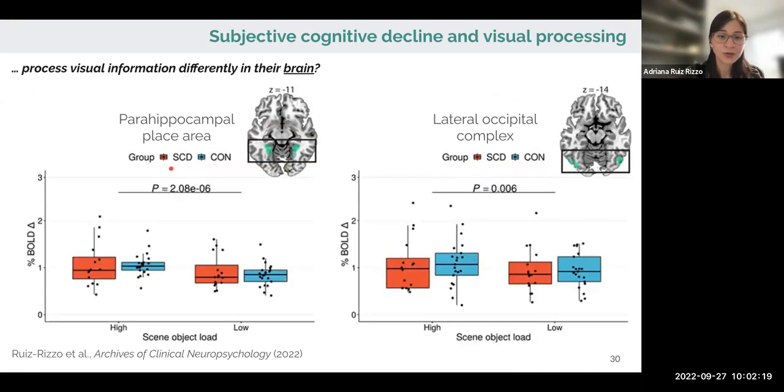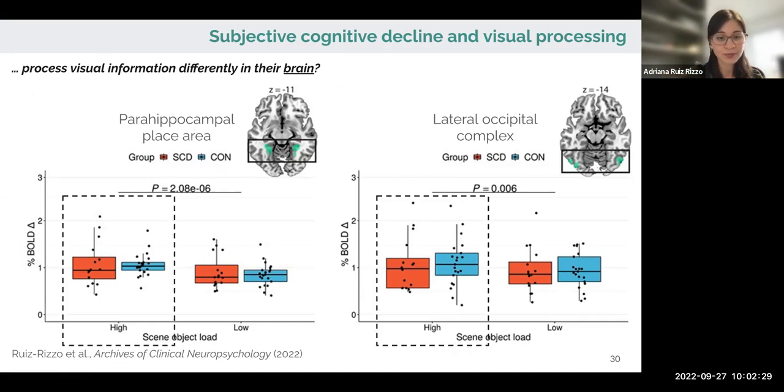This is what we found. Here, I'm showing the level of brain activation for high and low load scenes. We found that indeed there was more brain activation for high load than low load scenes in both the parahippocampal place area and the lateral occipital complex.